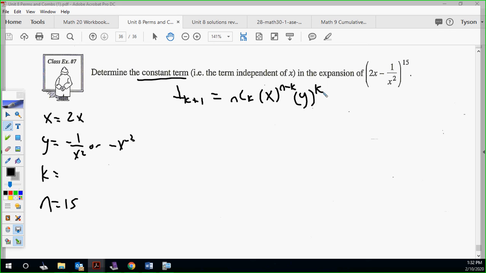So could you technically put 2x there? I'm going to replace them next, yes. Okay, so for this problem, we don't know k, so we're going to fill in everything we know. We know it's 15Ck. We know it's 2x to the n minus k, which we're going to write as 15 minus k. And then we know it is -1 over x squared to the k.